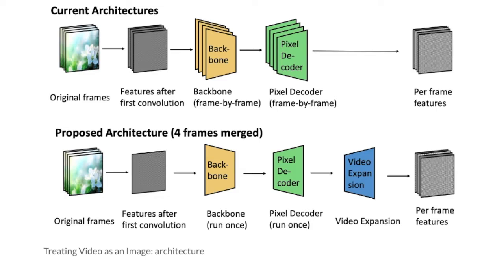Afterwards, we add a video expansion layer, which takes the output of the pixel decoder and expands them back to per frame features. Those dense per frame features can then be used by the transformer decoder to create segmentation masks. This means Treating Video as an Image can learn itself what features it wants to keep between each frame and what features should be shared among the frames.